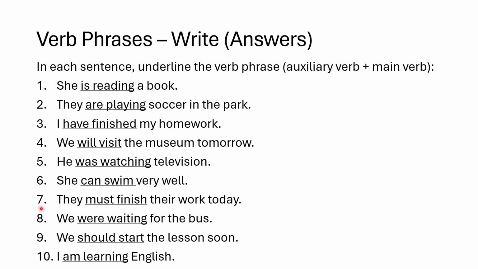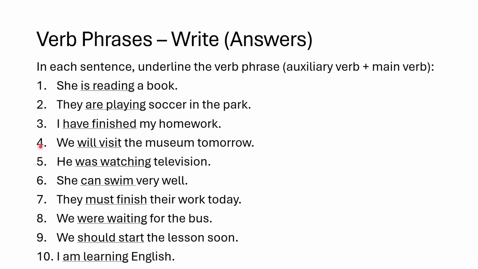Check your answers. 1. She is reading a book. You should have underlined is reading for the verb phrase. 2. They are playing soccer in the park. You should have underlined are playing as the verb phrase. 3. I have finished my homework. You should have underlined have finished as the verb phrase.